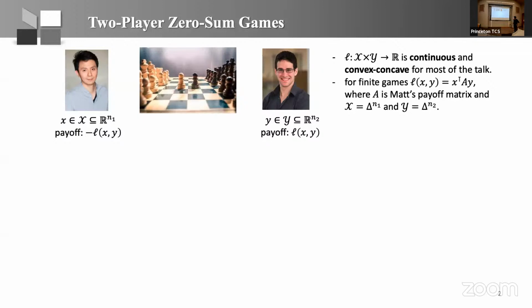And for today's talk, I would like to think about L as a continuous function. And for most of the talk, I'll think about a case where L is convex in x and concave in y. But in the end, I think I'll talk a little bit about the case when L is non-convex-nonconcave. And for the very familiar case, when the game is finite, you can simply write L of x,y as a bilinear form using the payoff matrix.